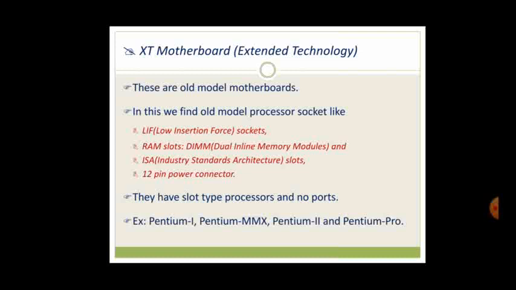Next, RAM slot. Here we can see DIMM type RAM slot. DIMM means dual inline memory module. So these are the type of socket for the RAM. Next one is ISA, industry standard architecture slot. So these are the slots we can use in the XT motherboard.